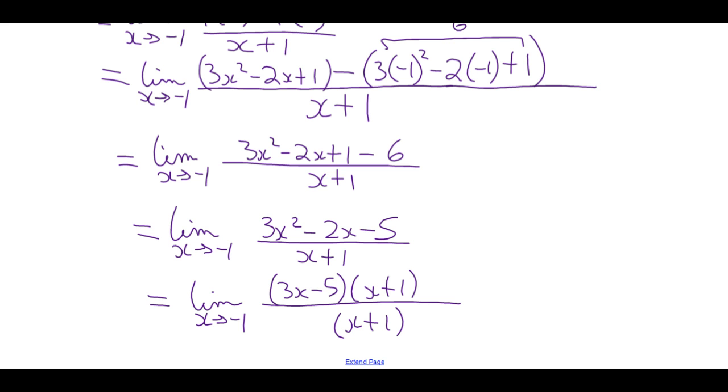Then what do we do? We cross these guys off. Then what do we do? So now you can put the negative 1 in for the x, right? So 3 times negative 1 minus 5, which is ultimately negative 8.